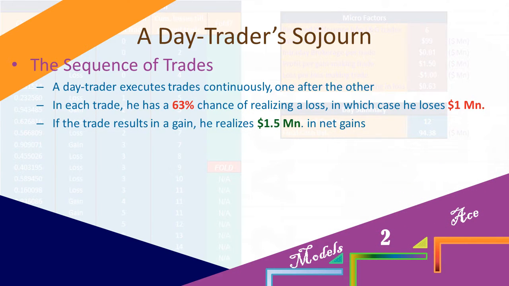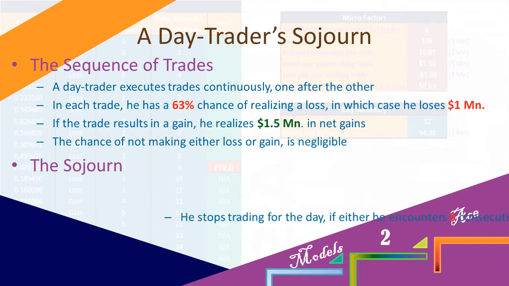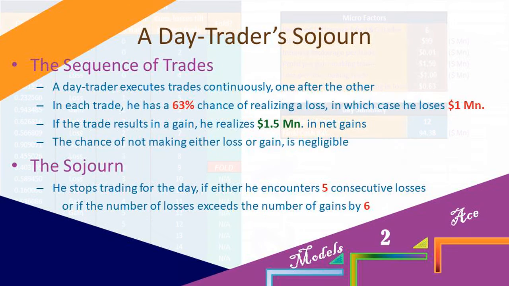for all practical purposes. Thus, there are only two possible outcomes for trades on this particular day, either a loss or a gain. The trader does not mind placing bets one after the other as long as he is making gains on every trade. He, however, stops trading for the day if either he encounters 5 consecutive losses or if the number of losses exceeds the number of gains by 6, at any given point of time.